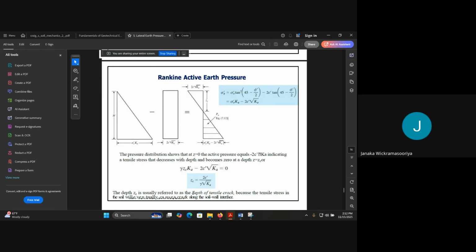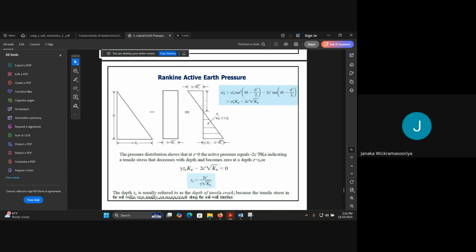So the depth to tensile crack, the tensile depth. We can remove this by having a surcharge. We will discuss them later. Then this can be found. Now this is the equation, and we can assume that at the depth of ZC, critical depth or depth of tension crack, this would be 0. This would be 0 means the lateral pressure would be 0 at this point.